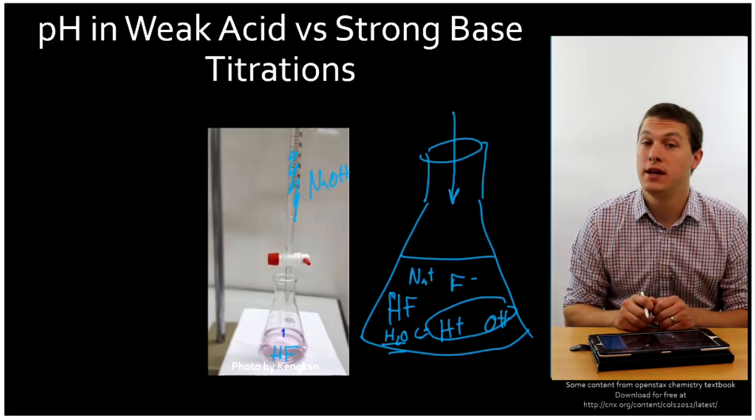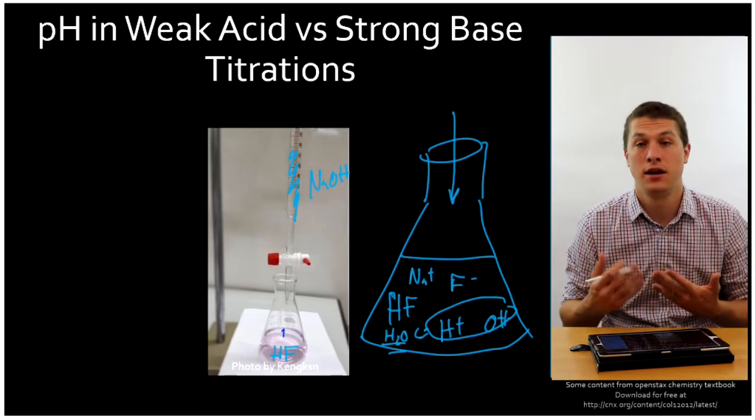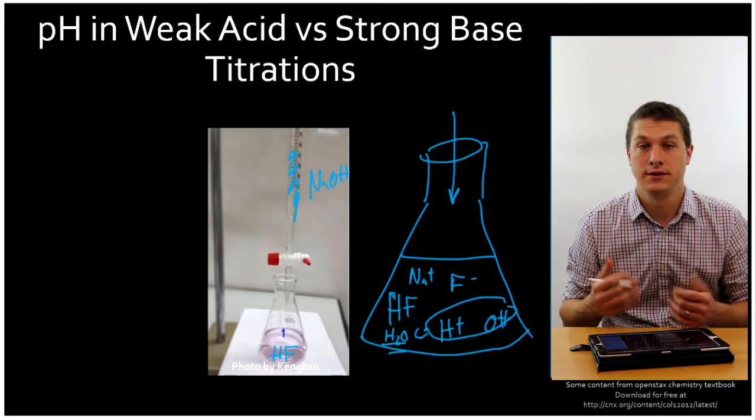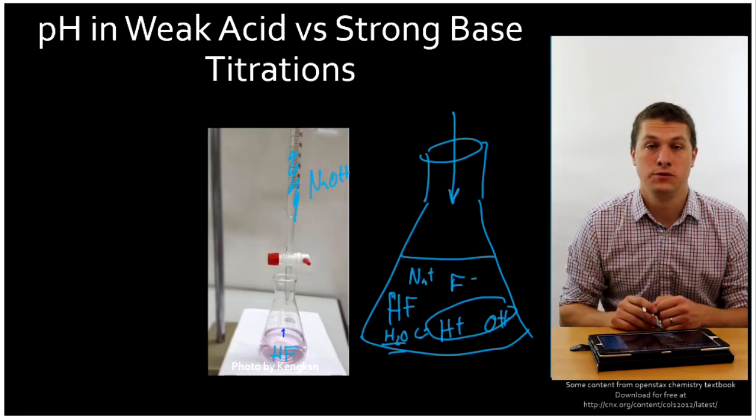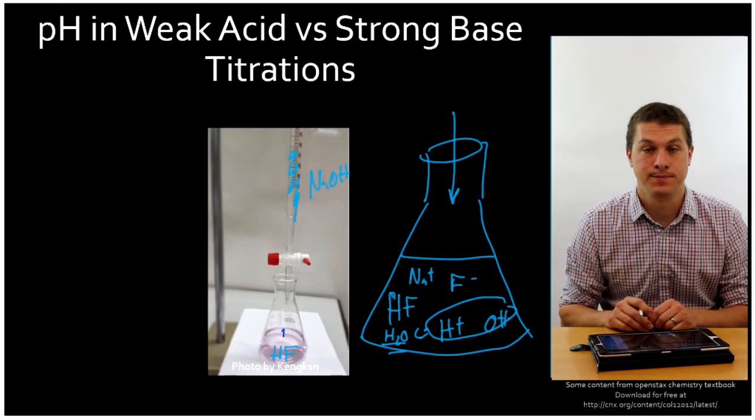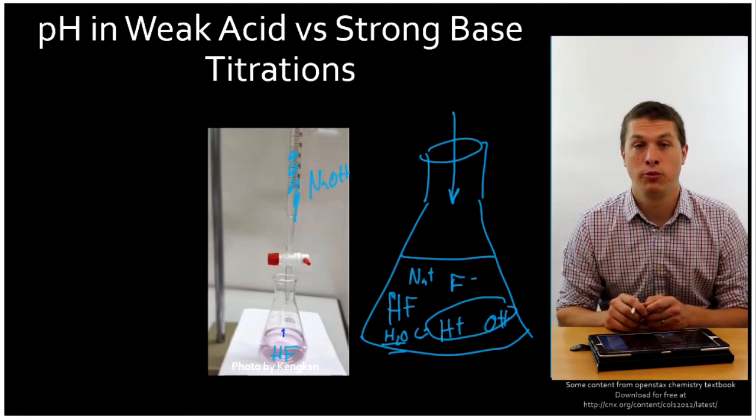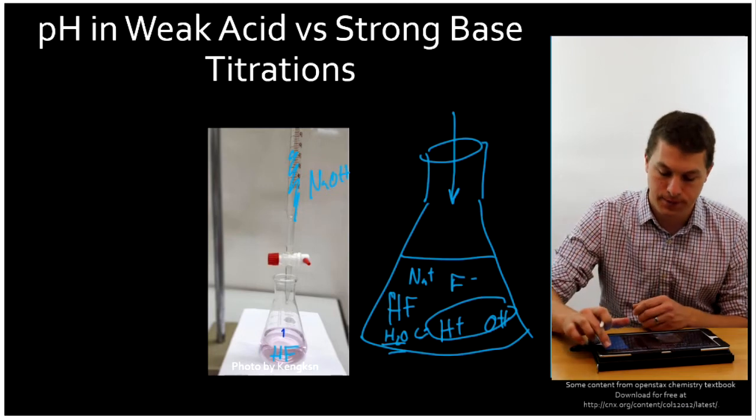We're going to do two pH calculations in this video, one before the equivalence point, when we haven't added enough sodium hydroxide to equal the acid, and one after the equivalence point, when we've added more than enough sodium hydroxide to equal the acid. The only calculation we won't do is the pH at the equivalence point. That will be a separate video. So let's go ahead and get started.